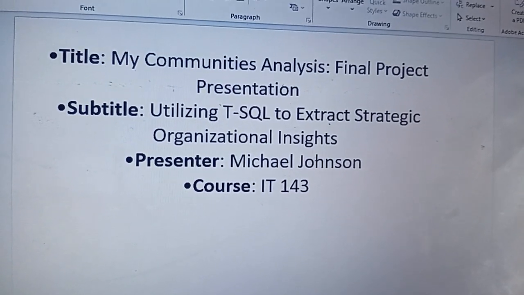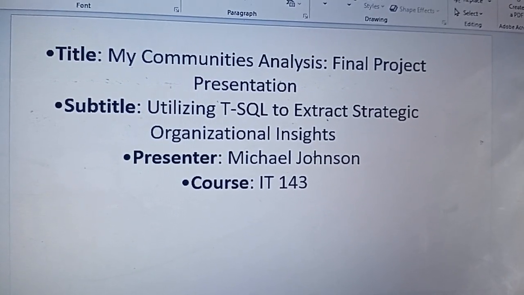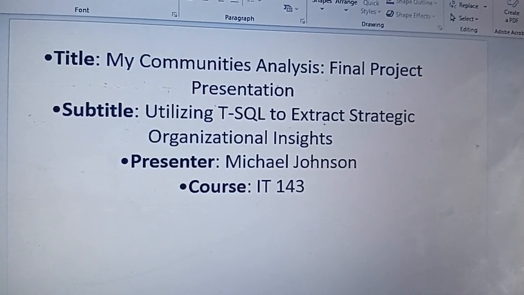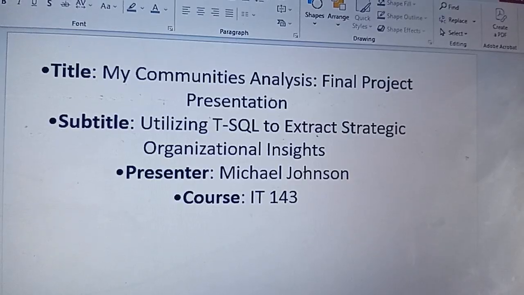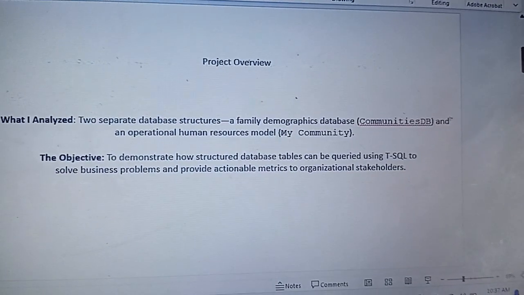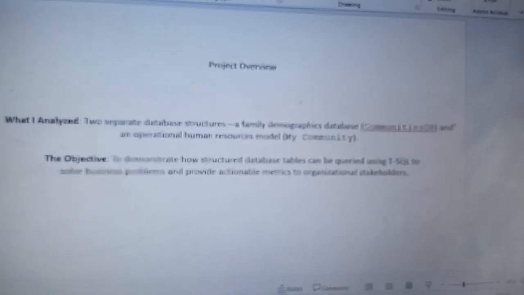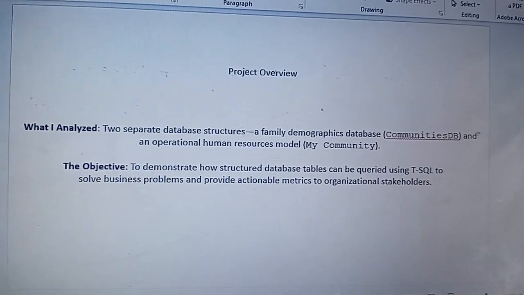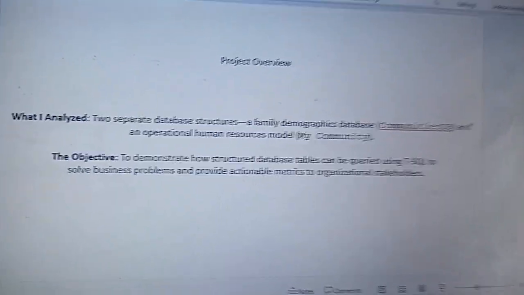In this presentation, I will demonstrate how raw database tables can be structured and queried to solve real-world problems for organization stakeholders. For this project, I was given two data sets, my FC and the Simpsons, but I used the data sets from the Simpsons.